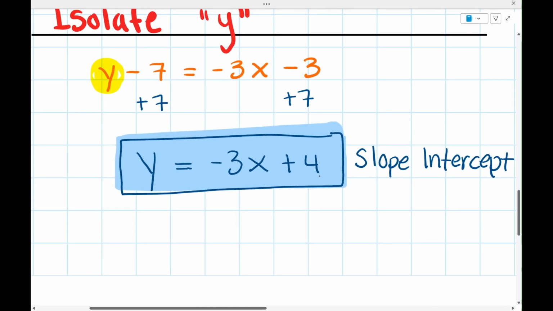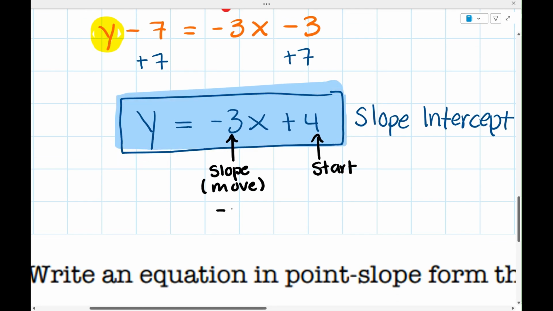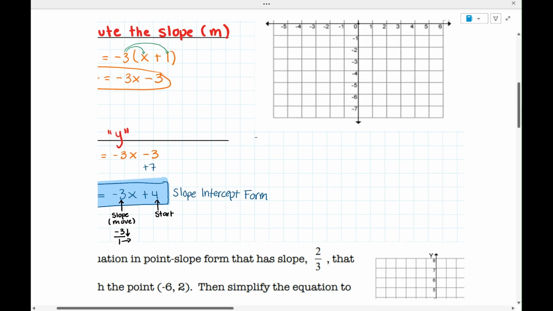So let's go ahead and graph it in this form since we're very familiar with graphing there. We start with our y-intercept, which is 4. Our slope is negative 3. Remember that line is going to be decreasing. So our slope will tell us how to move. We'll make it a fraction since we need to go right and left. So we're going to go down 3 times to the right once.